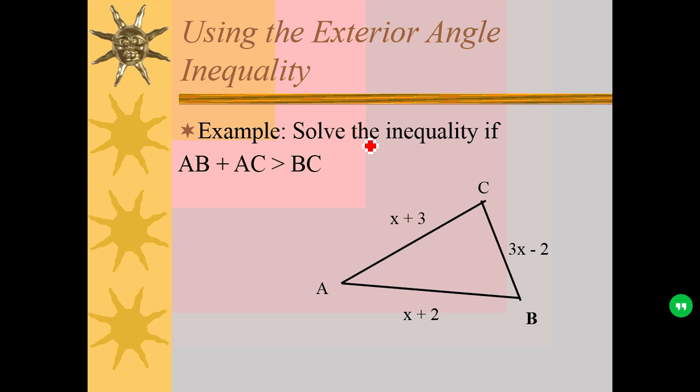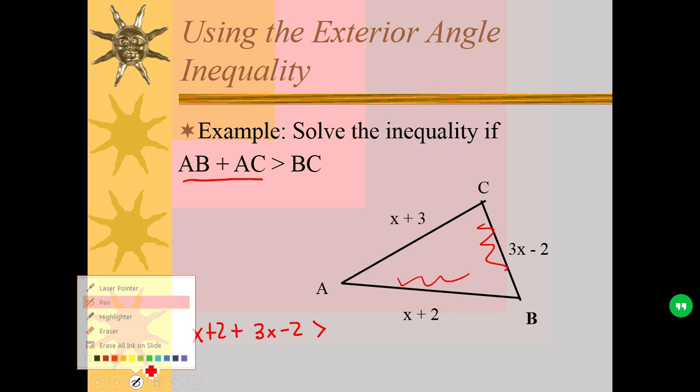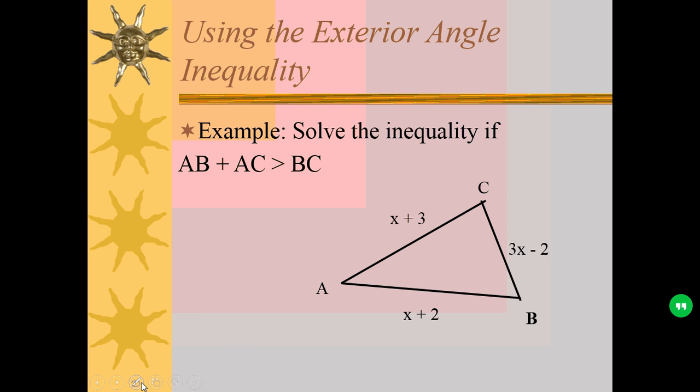So solve the inequality. AB and AC is greater than BC. So AB and BC, these two sides are greater than the third side. Oh, I made a mistake there. Let me erase that. So AB, oh, there we go. AB plus AC greater than that third side.